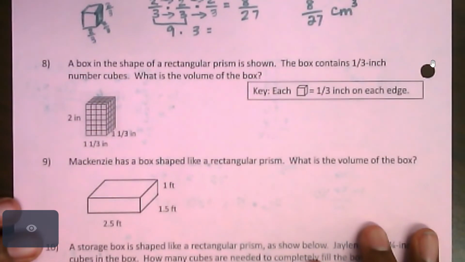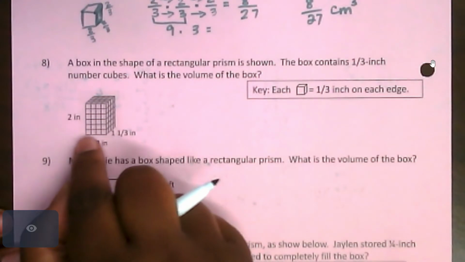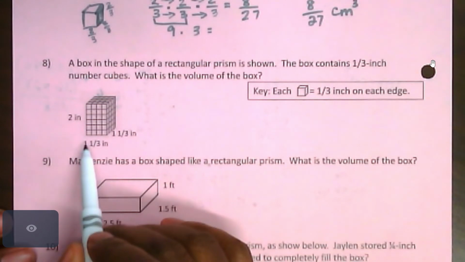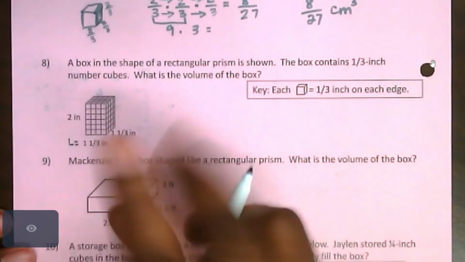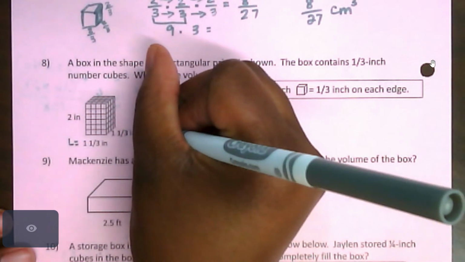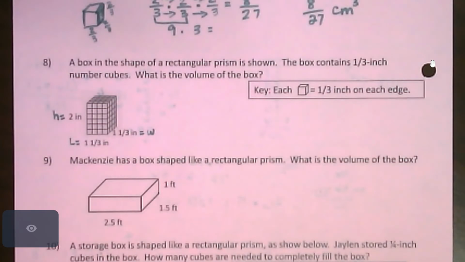All right, number 8. A box in the shape of a rectangular prism is shown. The box contains 1/3 inch number cubes. What is the volume of the box? So they told me that each of these cubes are 1/3 inch, but they already did the math for me. So I see that the length is 1 1/3. The width is also 1 1/3, and the height is 2 inches.